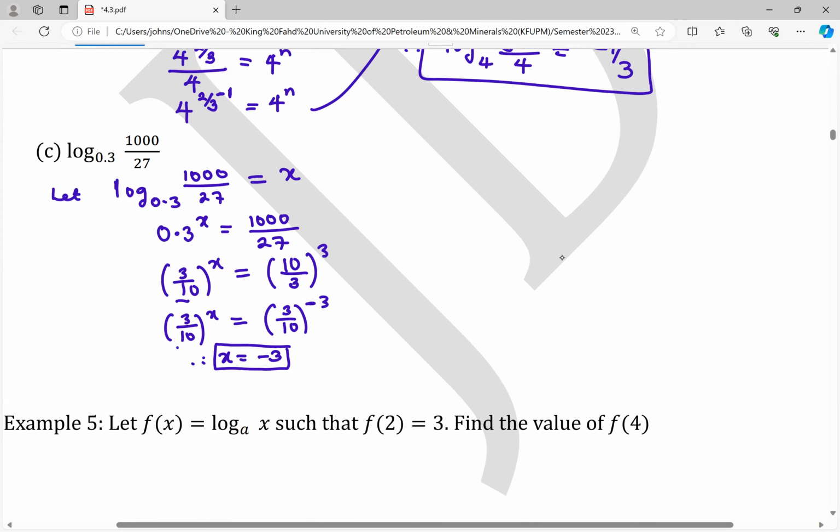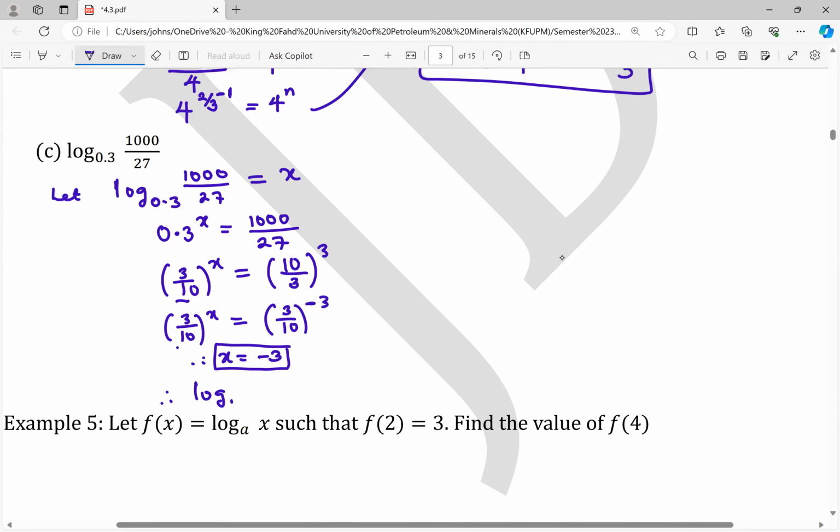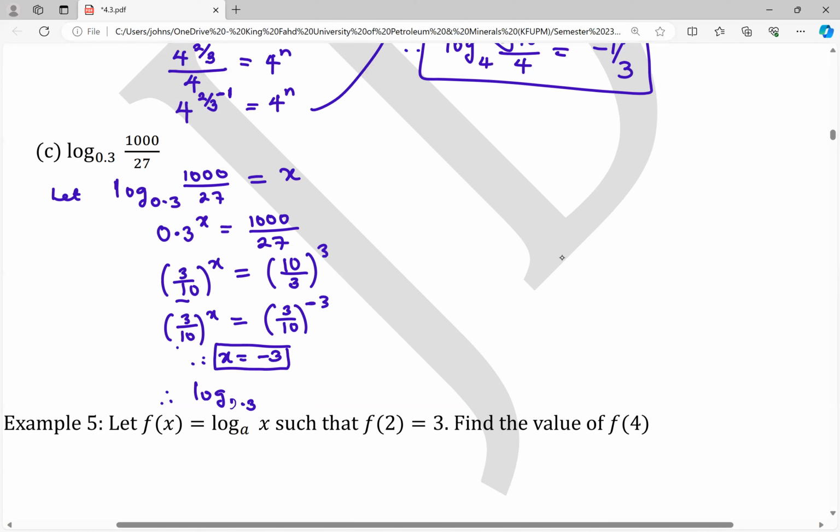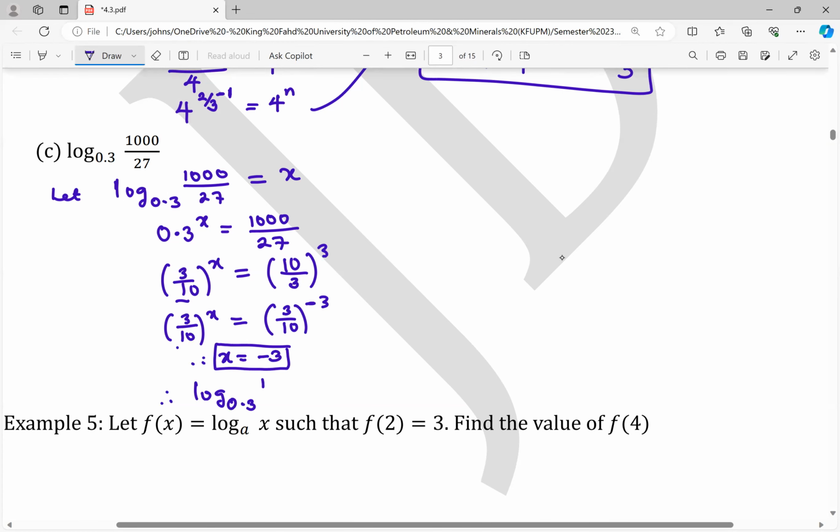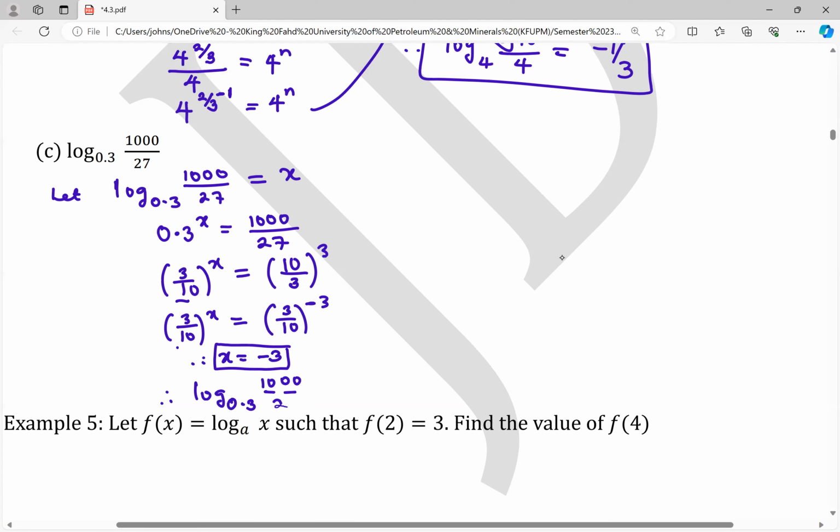Now, if x is minus 3, what does that mean? It means that the log to base 0.3 of what? Of 1,000 divided by 27. You can put it in brackets. You can put it this way to avoid confusion. Now, this is equals to x, but x is minus 3. So you can see this as the final answer.